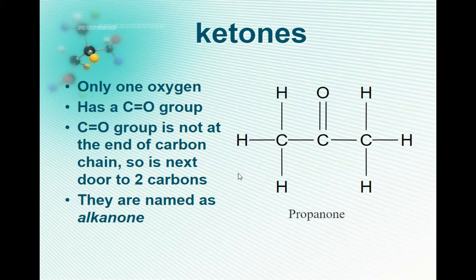And the way you name it is just put one. So ethanone, pentanone. It'd be 5 carbons with a double bond. And you have to tell where it is. So like 2-pentanone, it's on the second carbon. 3-pentanone, it's on the third carbon.